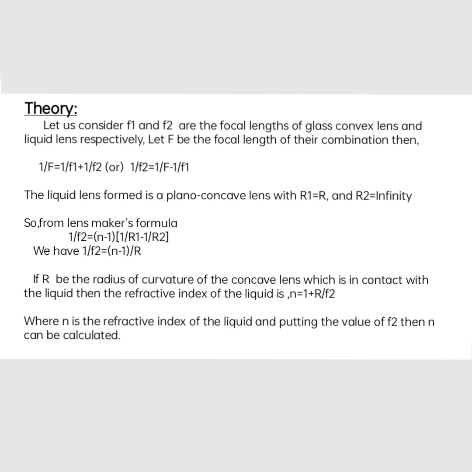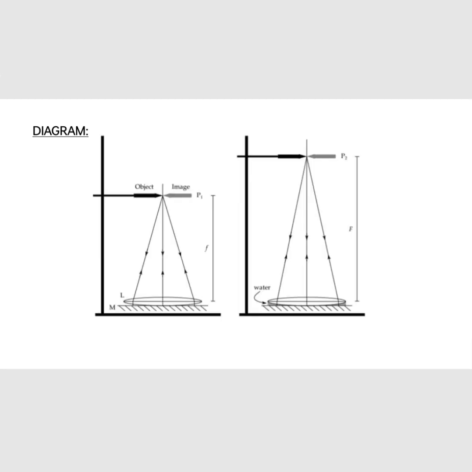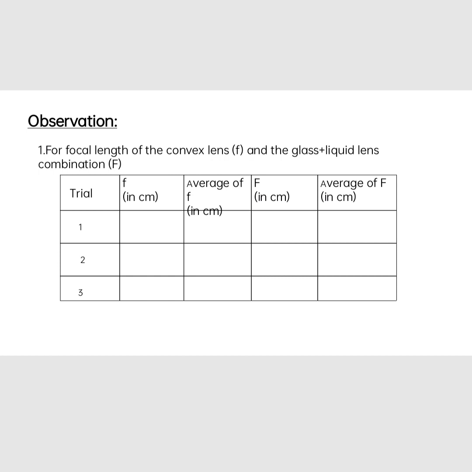If r is the radius of curvature of the concave lens which is in contact with the liquid, then the refractive index of the liquid is n = 1 + r/f2, where n is the refractive index of the liquid. Putting in the value of f2, n can be calculated. Now let's see the diagram of the refractive index of liquid lens and the observation.